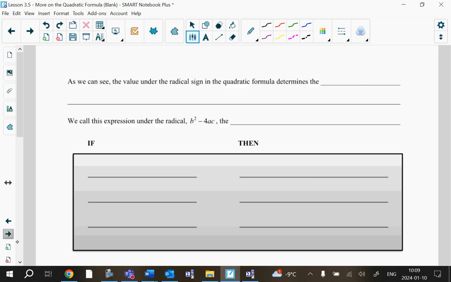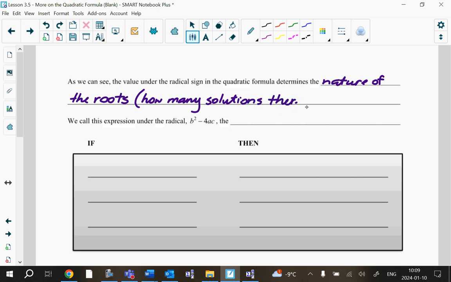So it determines what we call the nature of the roots. When you're asked about the nature of the roots, that means the exact same thing as how many solutions there are. So we don't care about the actual solutions themselves. We just care about how many there are.